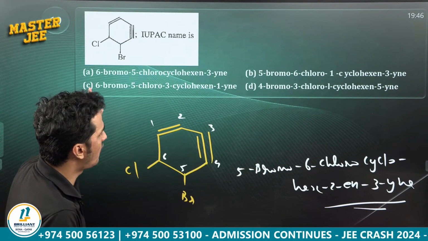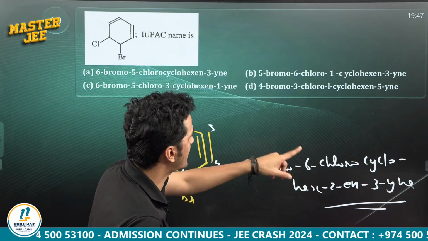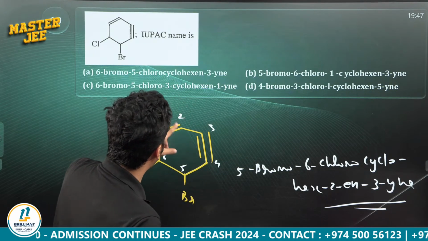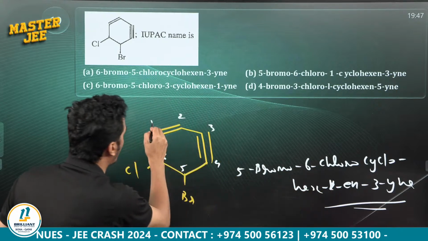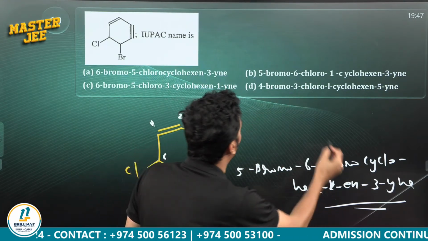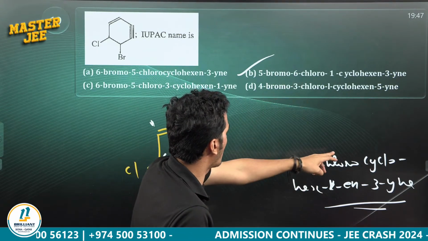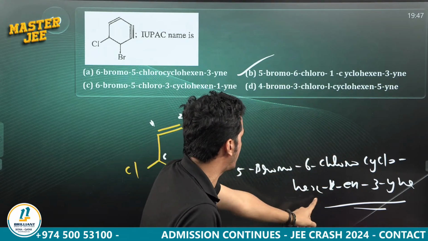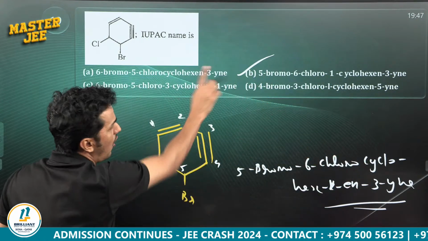So what's the name? 5-bromo, 6-chloro, cyclohex, 2-en, not 2-en, 1-en, I'm sorry, for one only we gave. 1-en, 3-yne. Option B will come. 5-bromo, 6-chloro, cyclohex-1-en-3-yne. That option B will come.